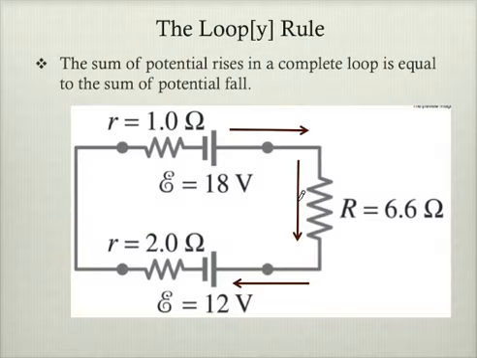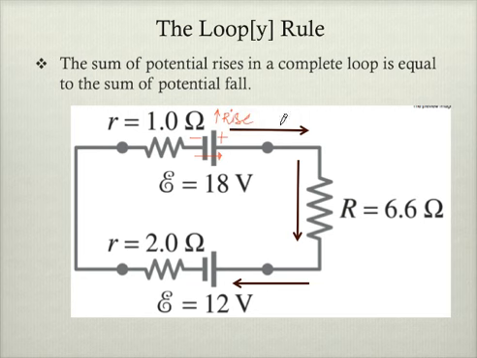The loop rule, or the loopy rule, talks about potential difference, and it talks about it in terms of rise and fall. You know that inside the battery, if we look here, we have plus and minus. We're going towards the positive inside the battery. So we're going from lower potential to higher potential. That's why it's called the rise.